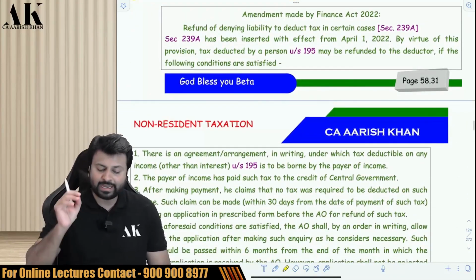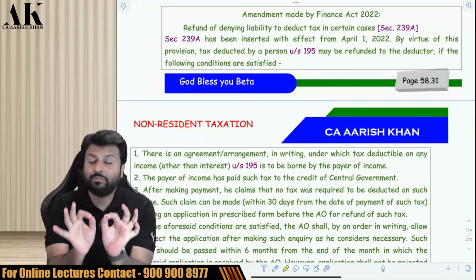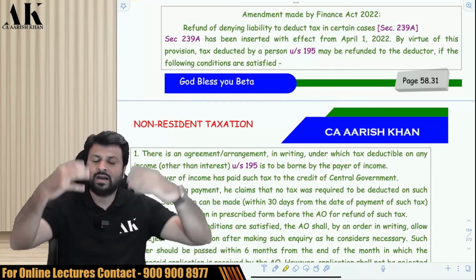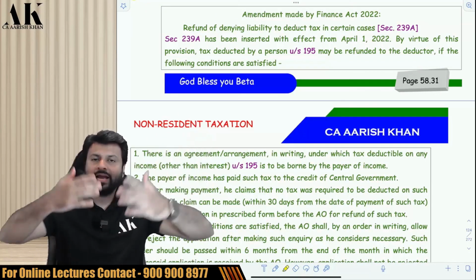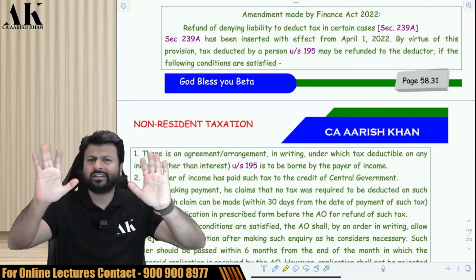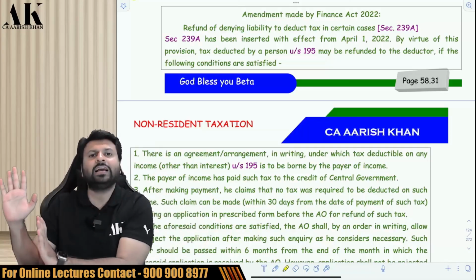Next is an absolutely new section made by Finance Act 2022. Be very careful. Suppose I am a payer and you are a payee. I am in India. You are a non-resident foreign company, and there is an agreement between us that I will bear the tax. I will not deduct the tax. I will bear the tax and I bore the tax. I paid the tax also to the government.